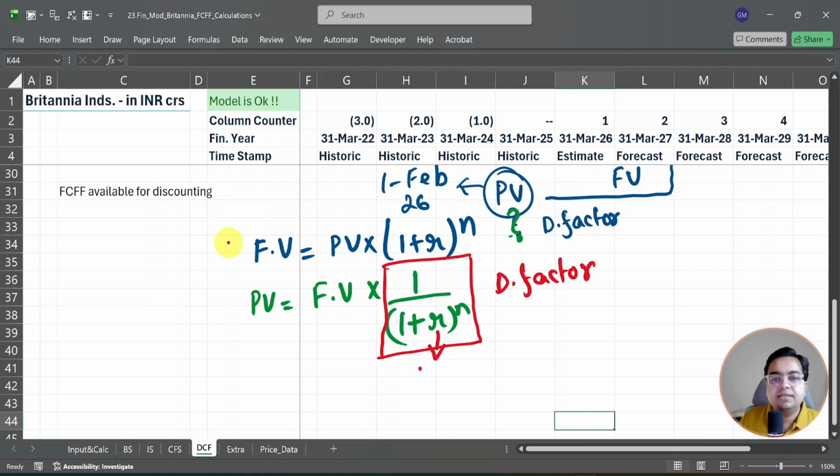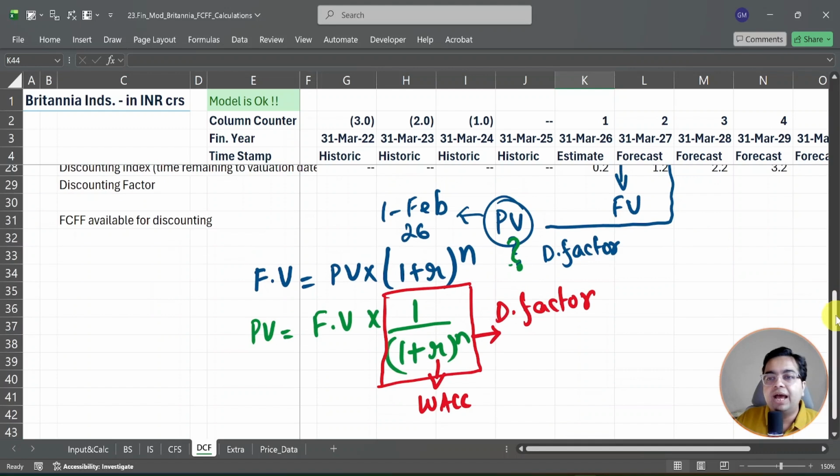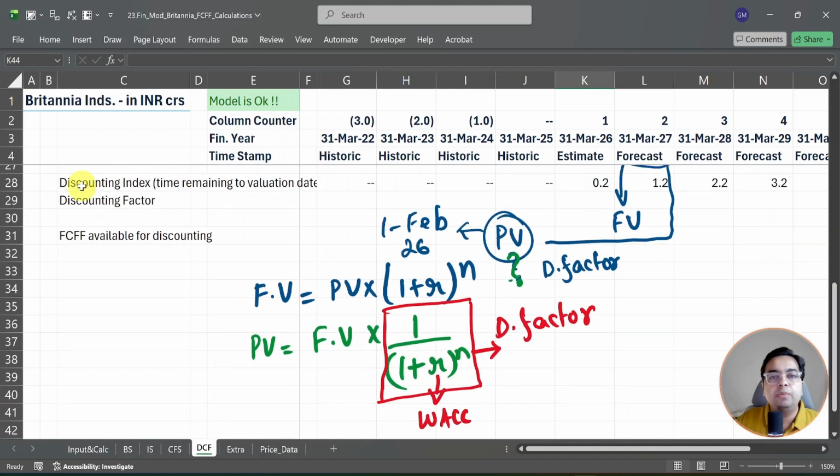What is R for us? It's WACC. What is N for us? It's already calculated above, which is the time remaining, in row number 28. So time remaining for this part is going to be 1.2. So the discounting factor is what we are going to calculate in row number 29.